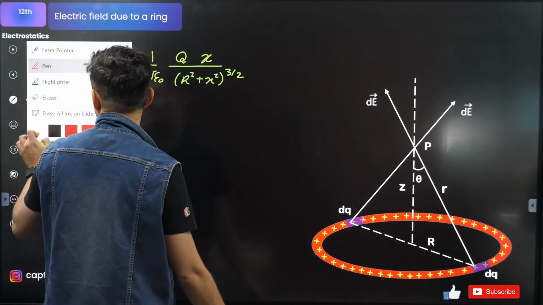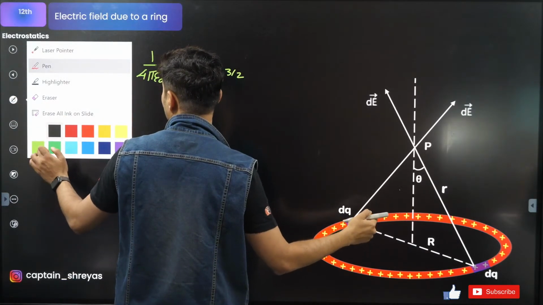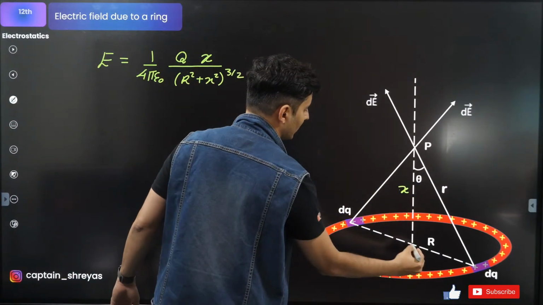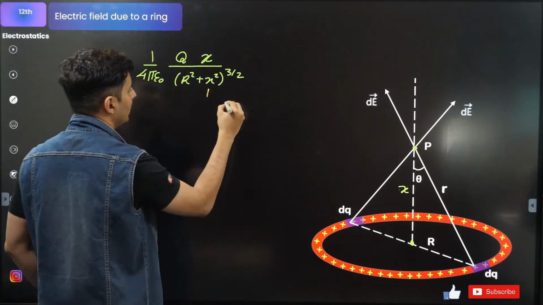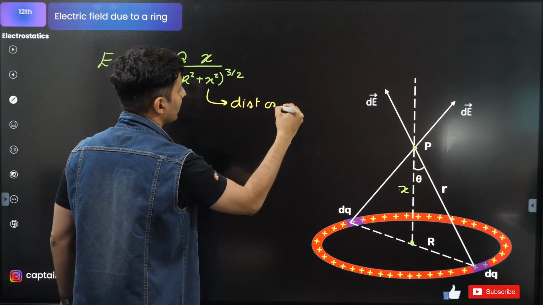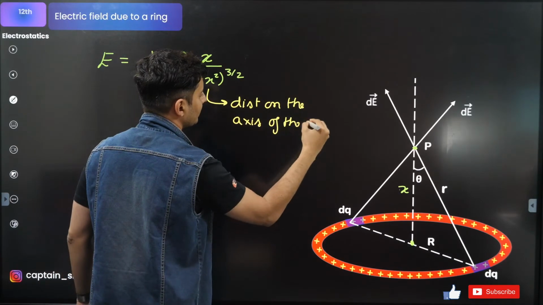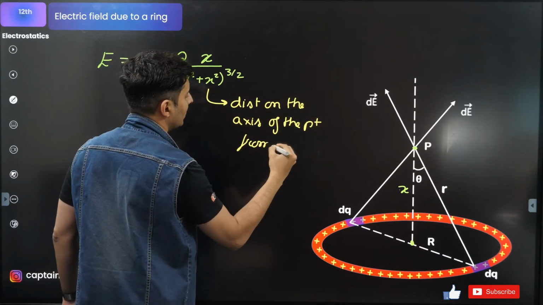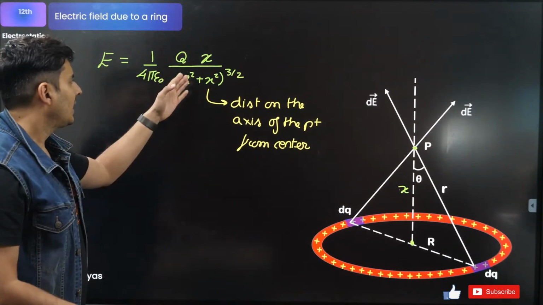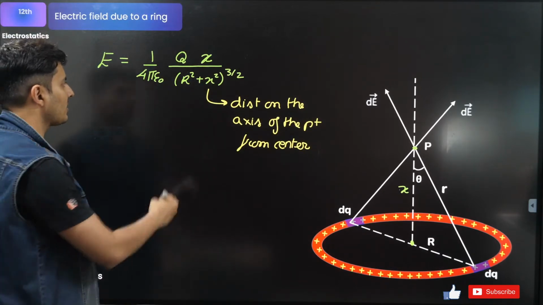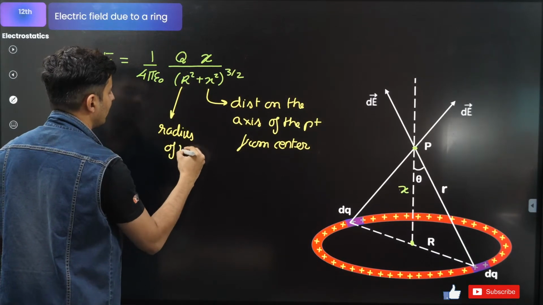Assuming this is the X coordinate, here I have put it as Z, but you can make it X also, it doesn't matter. X is the distance from the center to the point. That's also very important: it is the distance on the axis of the point from the center of the ring. X is that distance, and R is the radius of the particular ring.